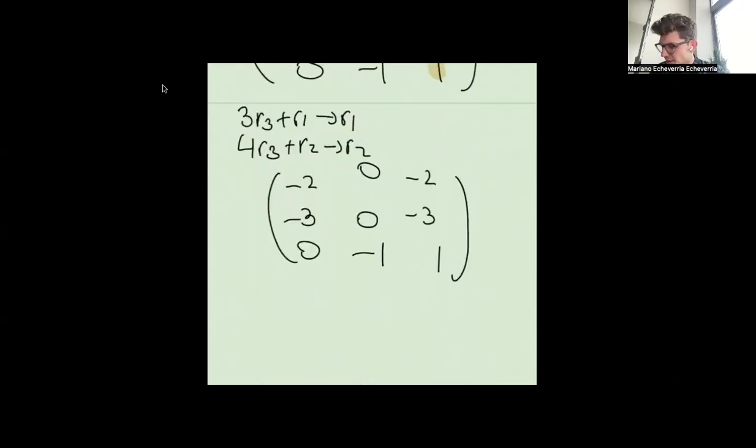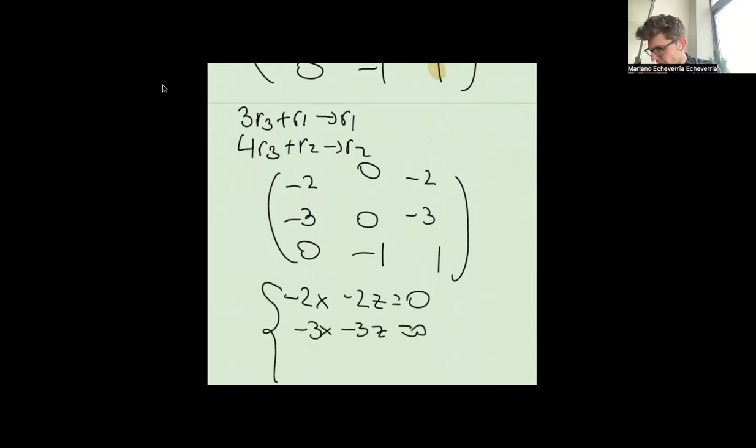Because what does this say? This says that -2x minus 2z equals 0. And then this one says that -3x minus 3z equals 0. So that just means that x equals, x equals what? Z minus c. And that y equals z.